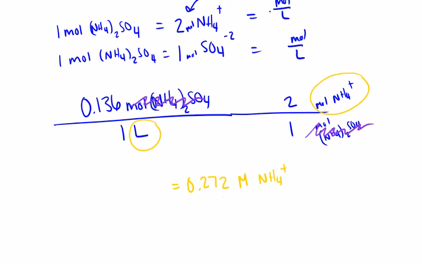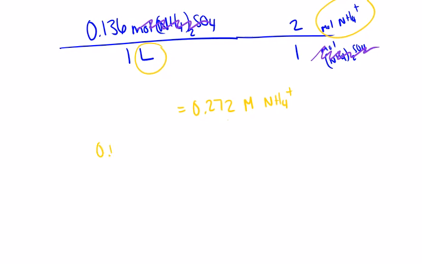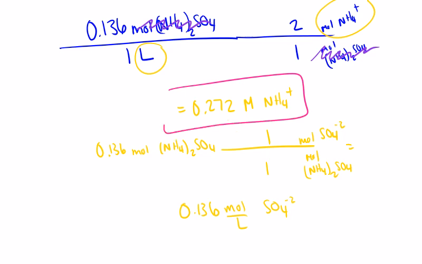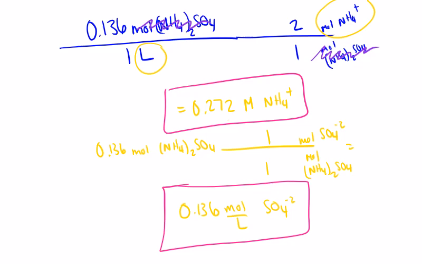Okay, so because ammonium sulfate only has 1 mole of sulfate, I have the same concentration of sulfate ions as I do the solution. Okay, so here are our final answers. I have 0.272 molar NH4 ions and 0.136 molar SO4 ions.